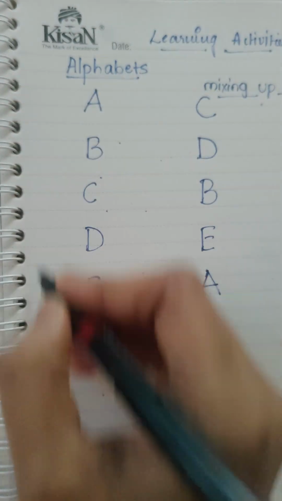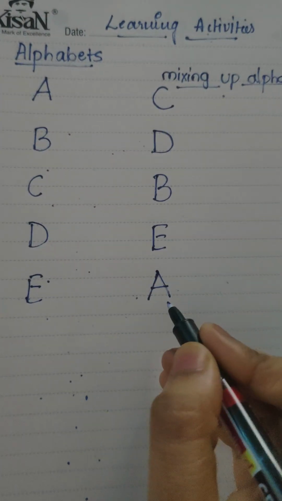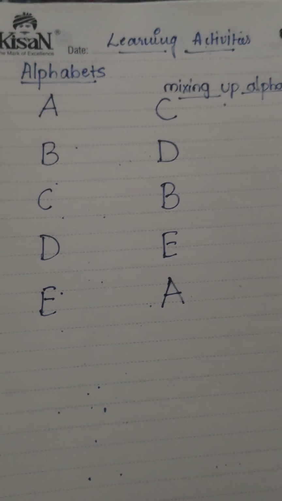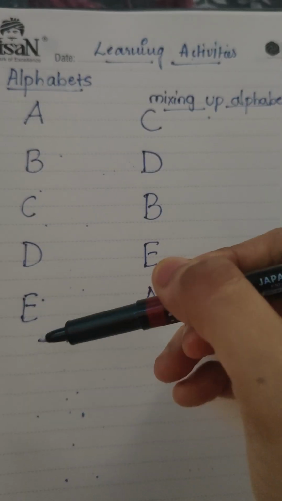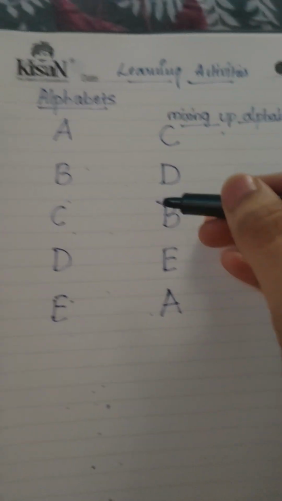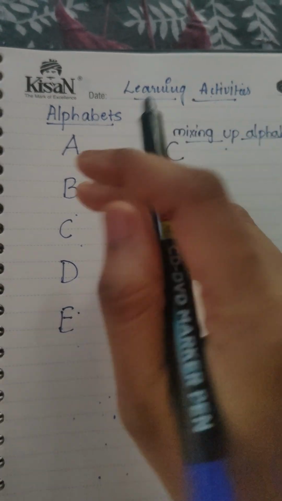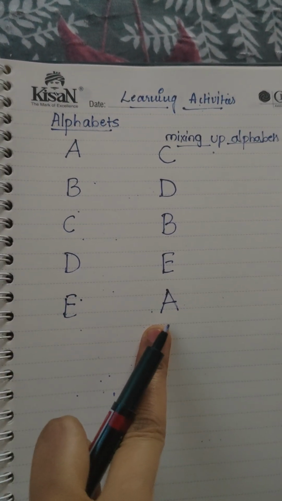On one section, the alphabets should be in a series. On the other side, it should be a mix up of the alphabets. I'm going to take 5 alphabets. Here also there should be the same 5 alphabets. Don't write other alphabets like X, Y, Z and all, because the alphabets on this side should be repeated here.